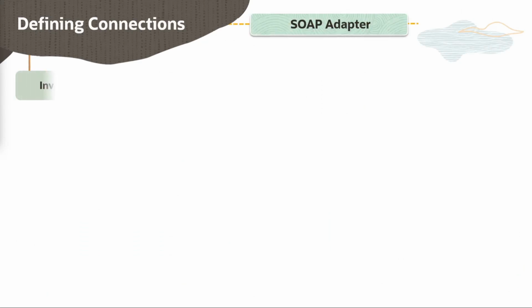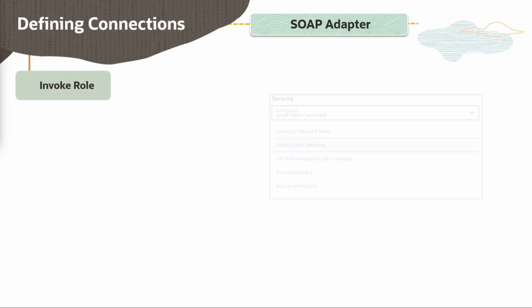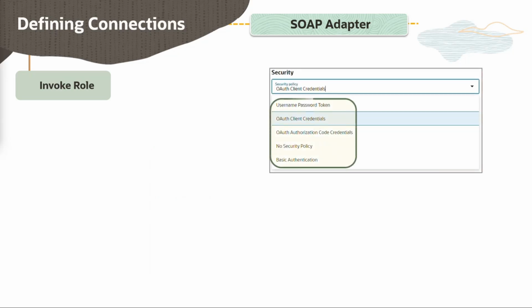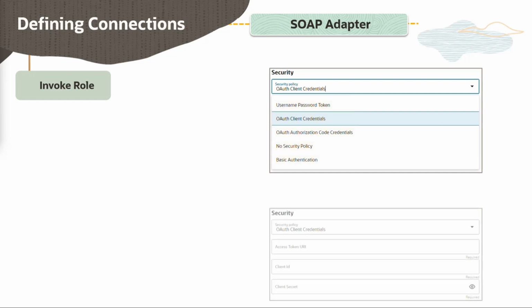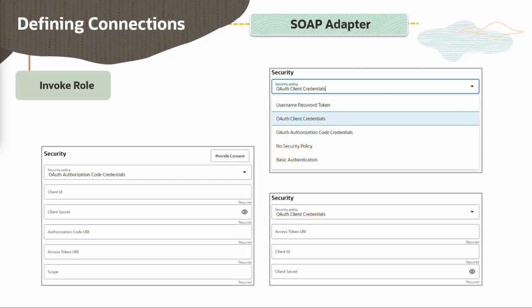So once you've provided a name for the connection and selected the invoke role, the only required connection property is to provide the URL to the external service's WSDL, or you can upload the WSDL if you have a copy of the file. In the security section, you choose the security policy that corresponds with the requirements of that service. For the OAuth client policy, provide the access token along with the client credentials. And for the OAuth authorization code policy, in addition to those property values, you'll also provide the authorization code and scope.